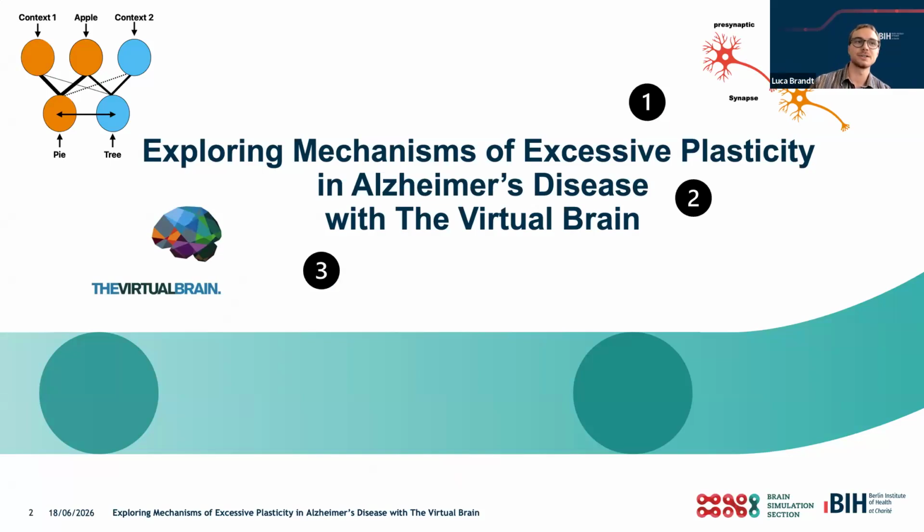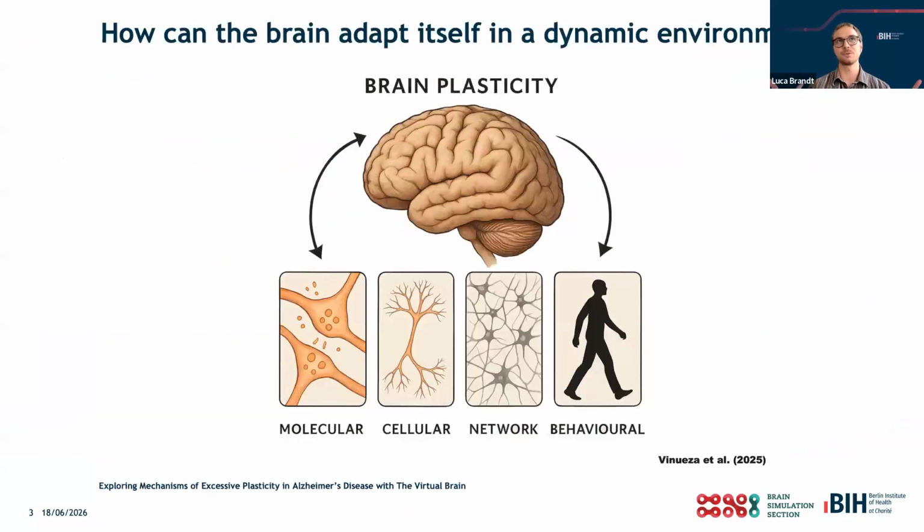So let's start by defining what plasticity actually is. The big question: how can the brain adapt itself in a dynamic environment? How can a finite set of structures give rise to these complex cognitive functions? How can we form memories? How can we learn new skills, new languages? And to all of these questions, plasticity gives the answer and the mechanism.